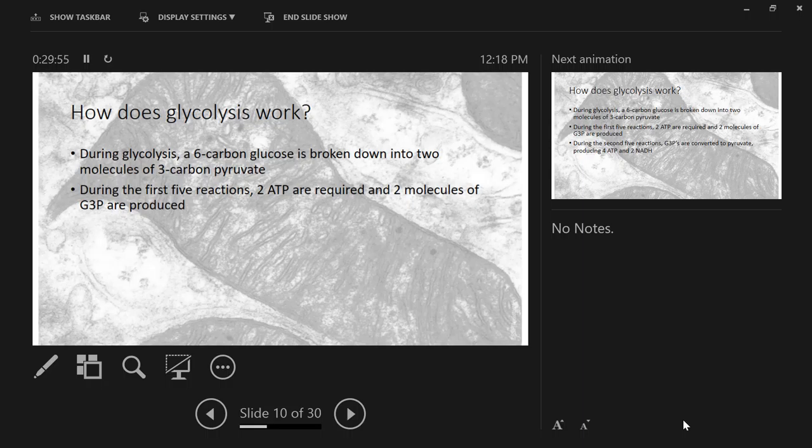So reactions 1 through 5, these are the energy requiring stages. Notice we are actually investing 2 ATP to carry out reactions 1 through 5. 2 ATP are required, and we generate 2 molecules of G3P. And if you want to know what G3P stands for, it stands for glyceraldehyde 3-phosphate. But knowing it as G3P is plenty good enough.